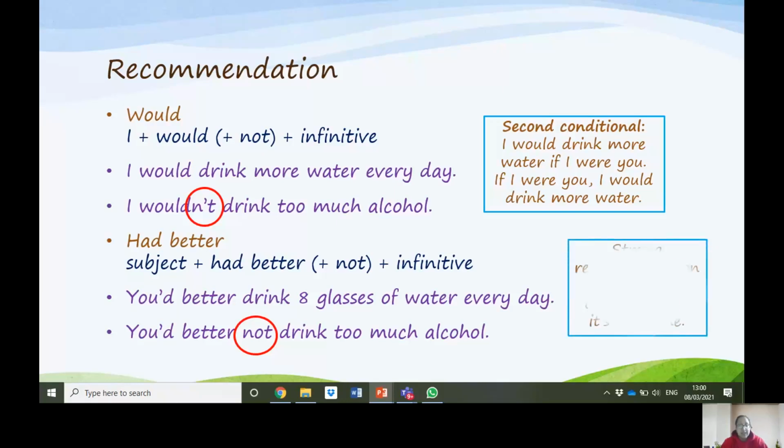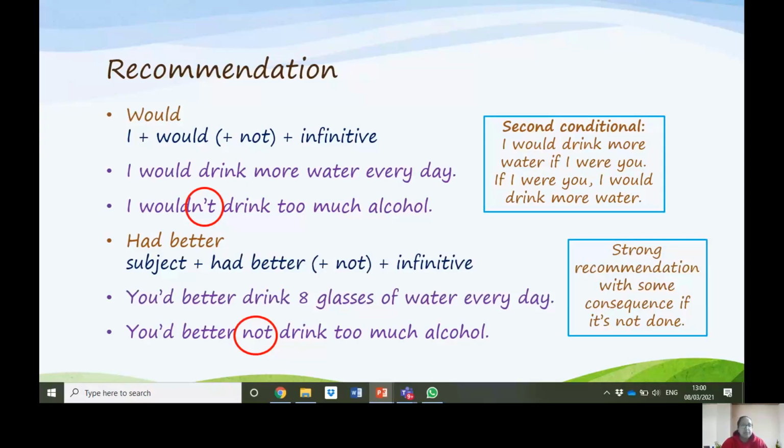Had better is a stronger recommendation, and it implies there is some kind of consequence if you don't do the action. For example, you'd better drink 8 glasses of water every day. If you don't, you might have a stomach problem or you might get dehydrated.